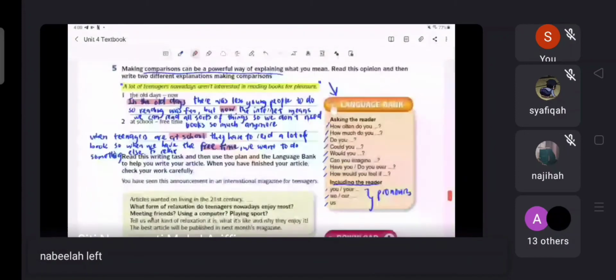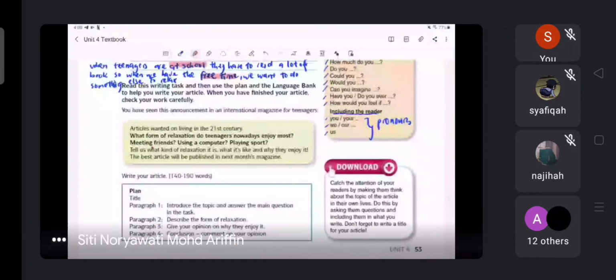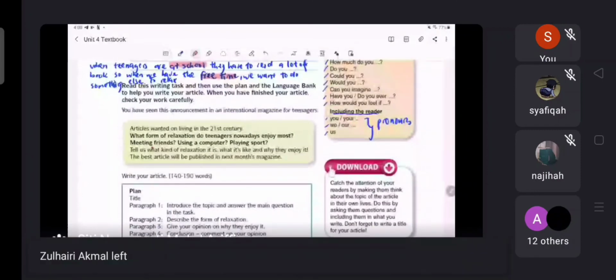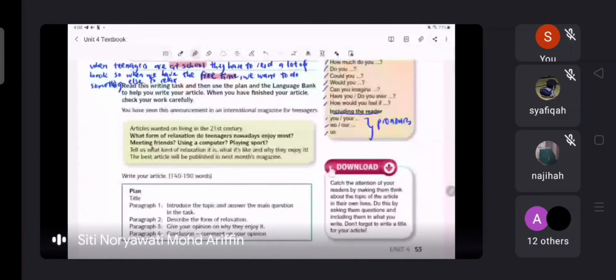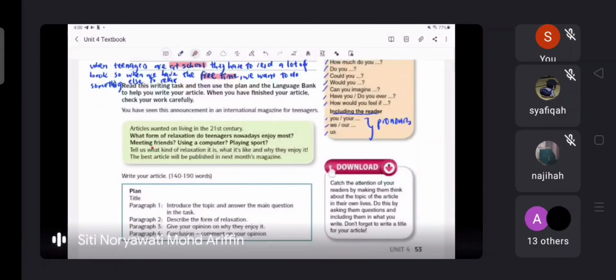Okay, so now the highlight of today's class, Ciwa. Okay, so read this writing task and use the plan and the language bank to help you write your article. When you have finished your article, check your work carefully. Okay, you've seen this announcement in an international magazine for teenagers. Articles wanted on living in the 21st century. What form of relaxation do teenagers enjoy the most?